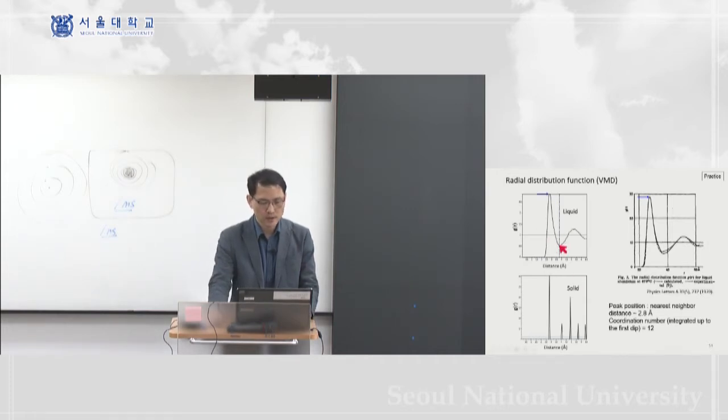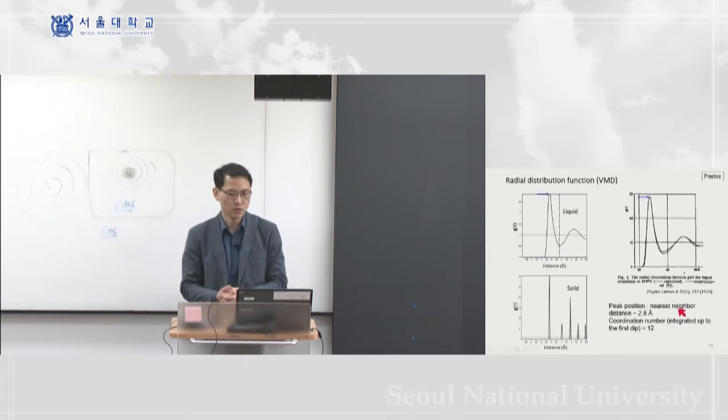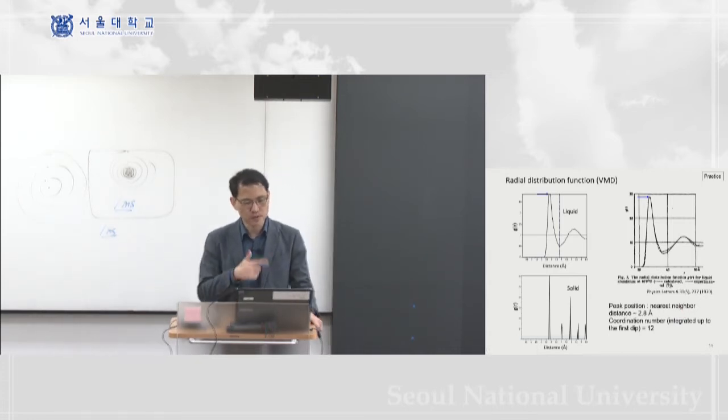And in the liquid phase, although there is not a mathematically precise definition, usually in most cases we take this first dip, the first minimum, and we integrate this g(r) with respect to r from 0 up to this first dip position, and then it will give you the number of atoms within the first shell. So this is the conventional way to extract the coordination number from this RDF. All right.